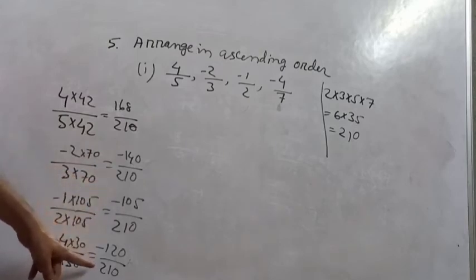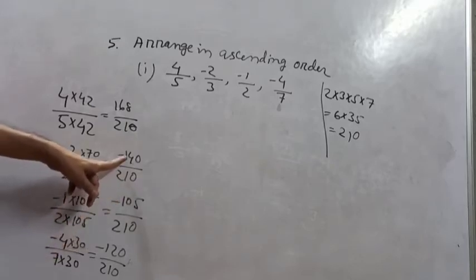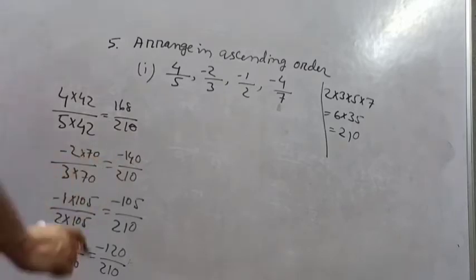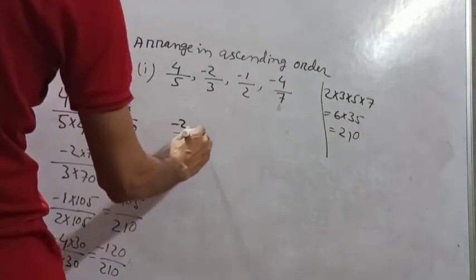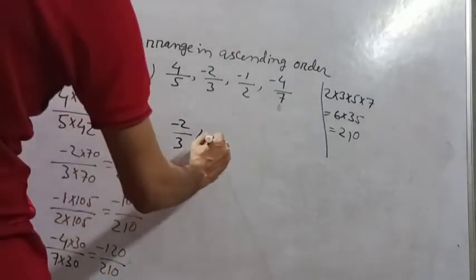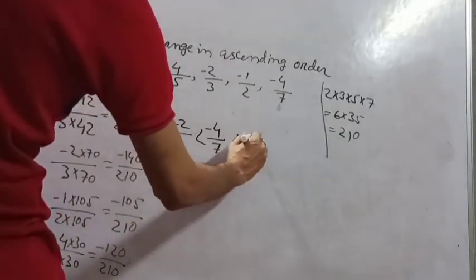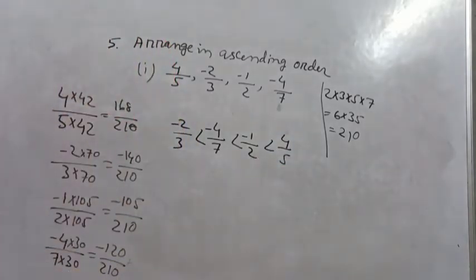Next, negative values. Which one has the negative sign? Negative sign, negative sign. So the value which is more, that one is the smallest. So here 140, the value is more, that means this is the smaller one. So minus 2 by 3 is less than minus 4 by 7, less than minus 1/2, less than 4 by 5. So minus 2 by 3 is the smallest one, then minus 4 by 7, then minus 1/2, then 4 by 5.